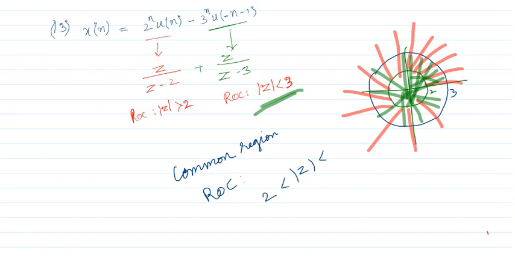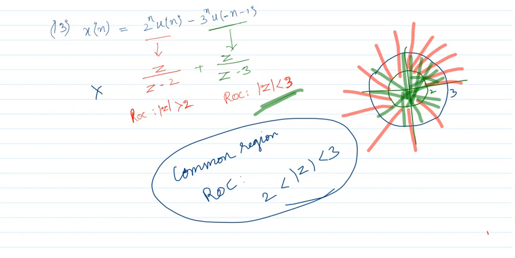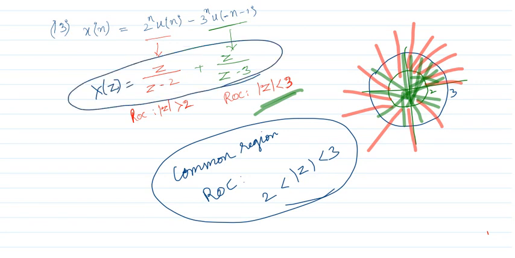So this is the final answer. This is your X of Z. These are the final answers. Separately I have drawn them for your convenience and understanding. So the final drawing would be like this.